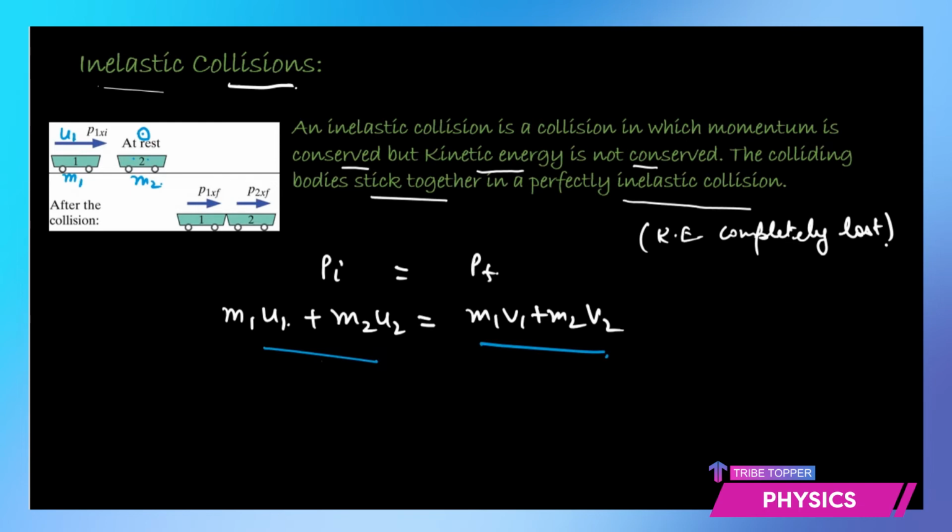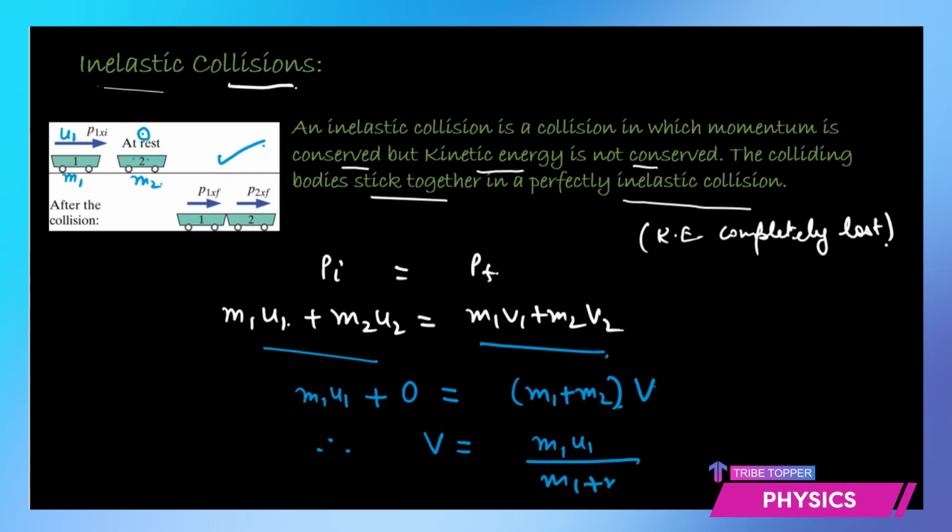So if I apply this to this situation, it becomes m1u1 plus m2u2, which is 0, is equal to m1 plus m2. They combine together and move with a common velocity v. So it's very easy to find that common velocity v. It is equal to m1u1 over m1 plus m2.